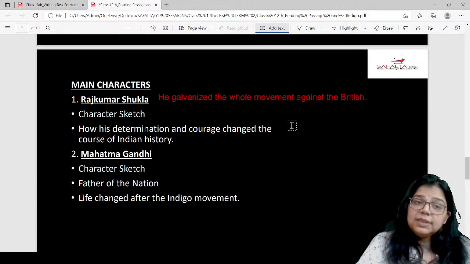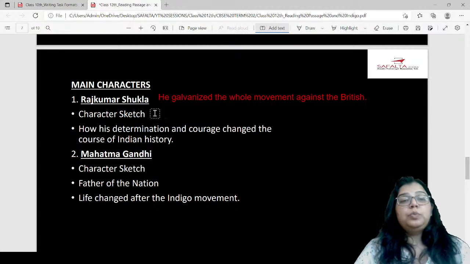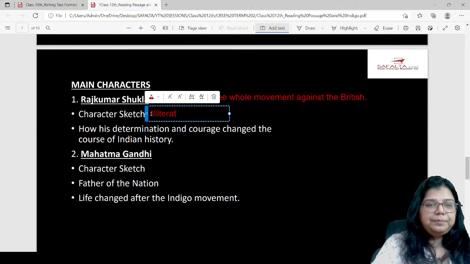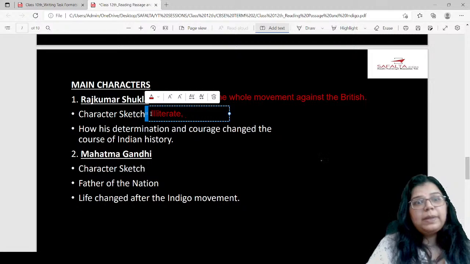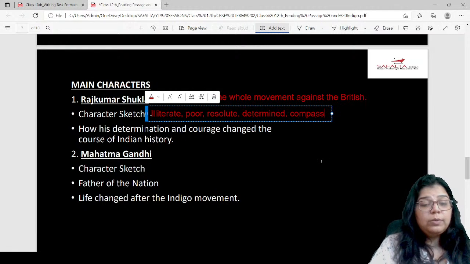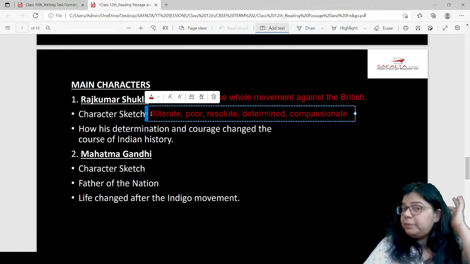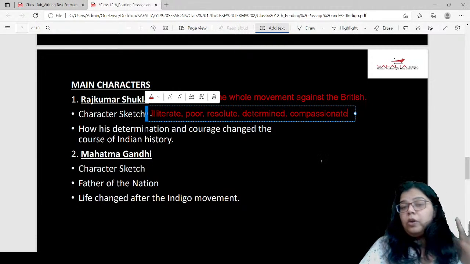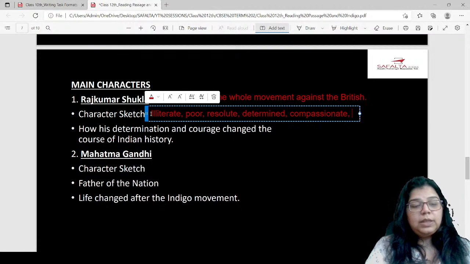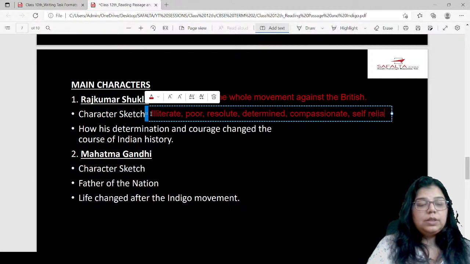So, the character sketch of Rajkumar Shukla is very important. What are the words that you can use for him? Illiterate, of course. Yes, English teachers also might have a problem with spelling sometimes. Illiterate, poor, resolute, determined, compassionate. Why was he compassionate? Because he was not only thinking about himself, but he was thinking about his whole society of indigo farmers. So he was resolute, determined, and he was self-reliant.